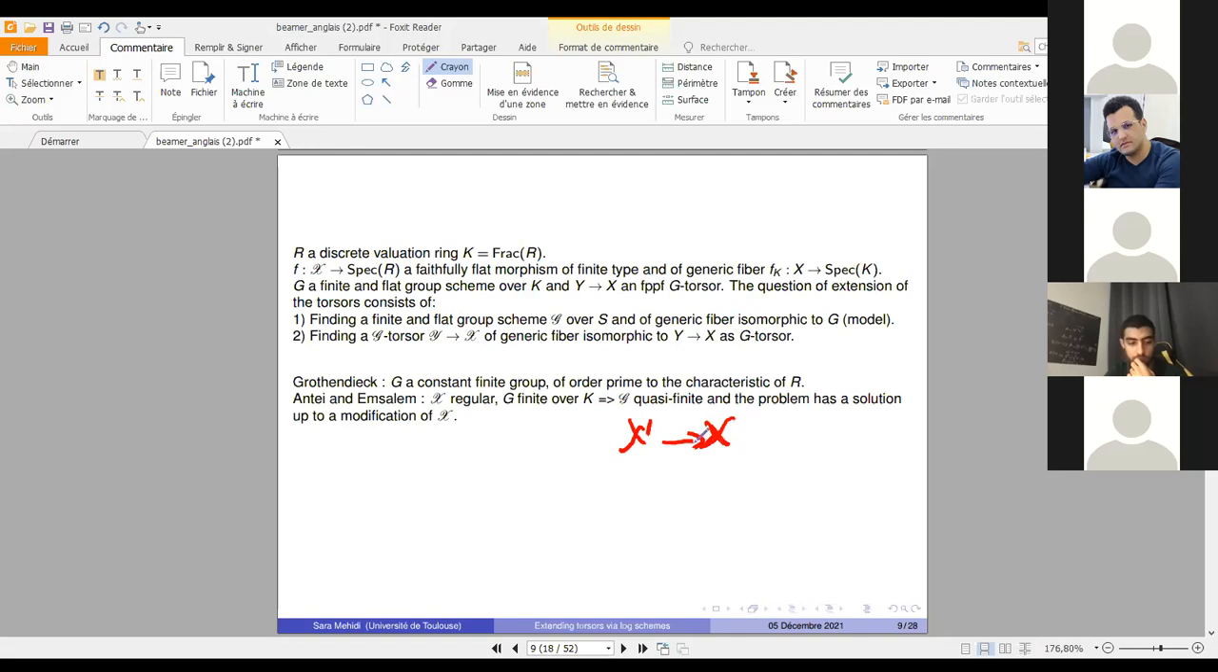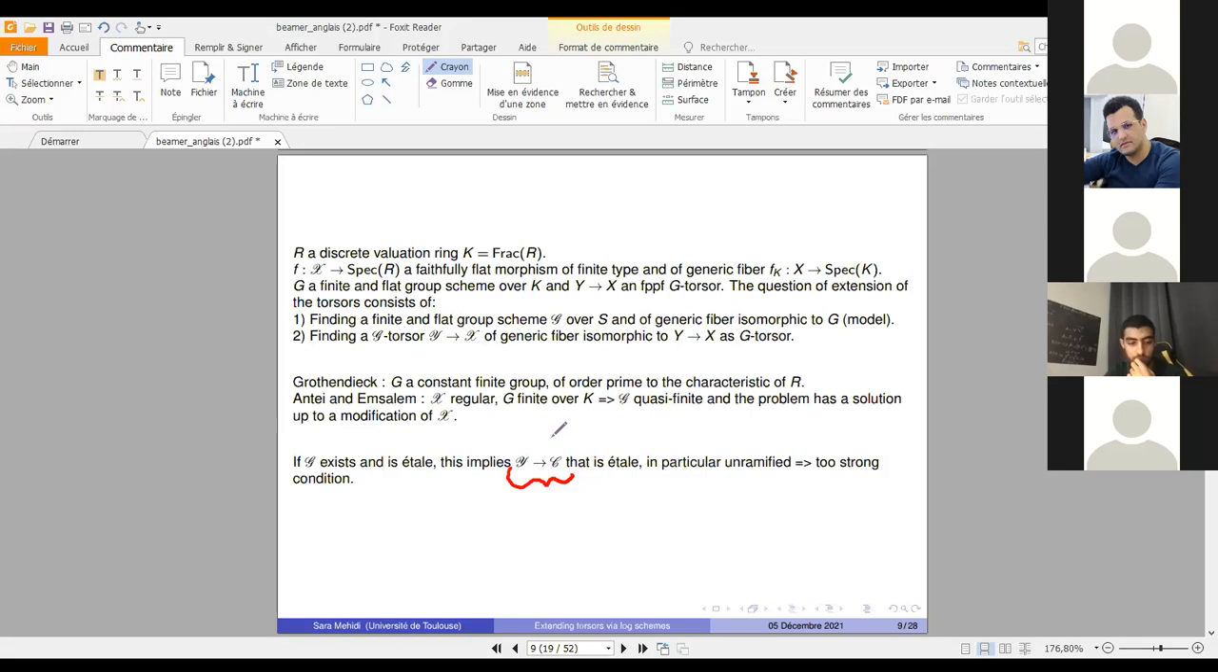And now, if we want to find a more general solution to this question, we see that the condition is too strong, because here I am looking for a model which is finite and flat, but if my group scheme admits a model which is étale, so it is finite and flat and unramified, then, as I explained before, the torsor should be étale as well, because it's locally isomorphic to the group which is acting. But asking for this map to be étale or unramified is too strong a condition.